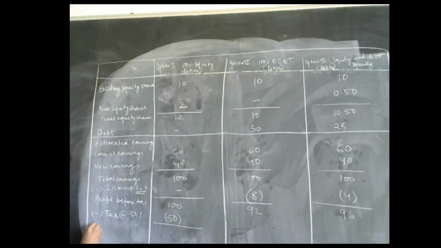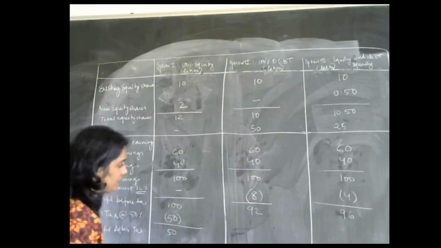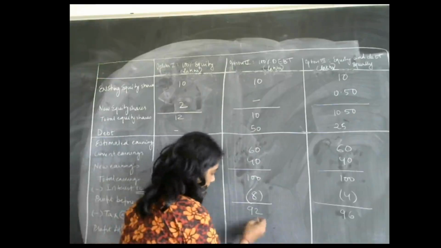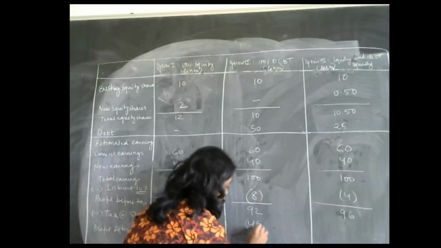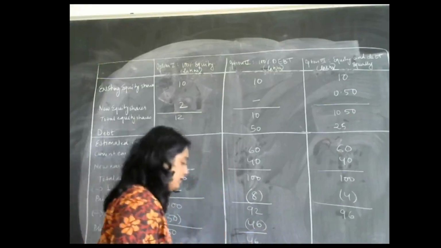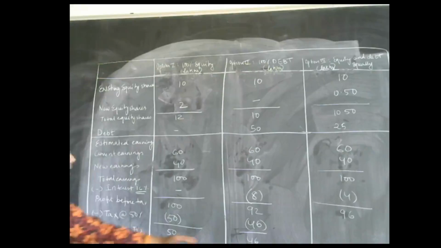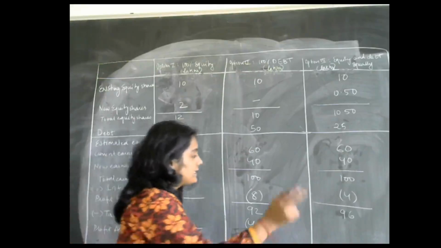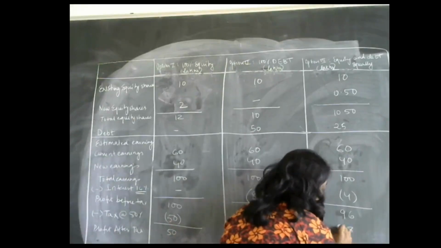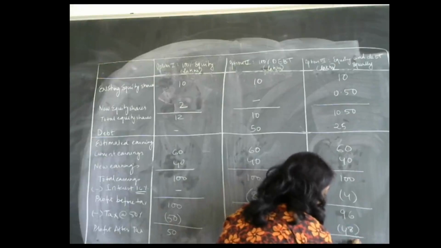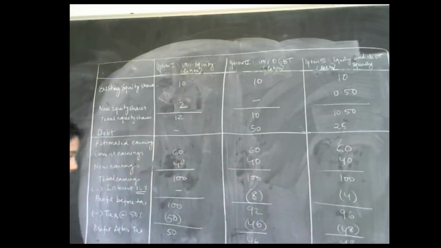Okay, so you are going to get profit after tax. Profit after tax is 50 in the first case. On this, we have to take 50%. So 92 lakhs into 50% is coming to 46. So profit after tax is going to be 46 lakhs in the second case. In the third case, 96 lakhs into 50% is coming to 48 lakhs. So 48 lakhs of tax you have to pay, and the profit after tax is 48. So we got profit after tax for all the cases.